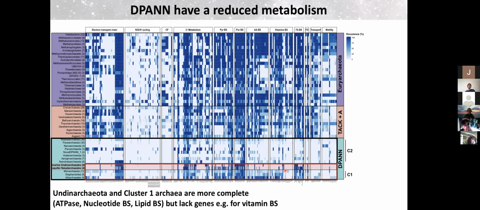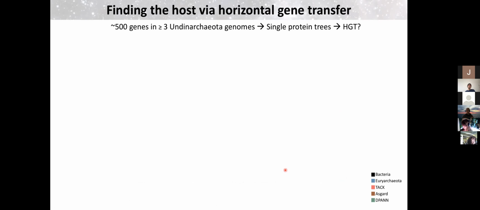But another thing we were wondering, using this data set, was, can we find means to grow DPANN archaea in the lab? To grow DPANN archaea, you need to grow them with a host. So we need to find means to predict who the host is. And as I've told you, we do know that host and symbionts often interchange genes.